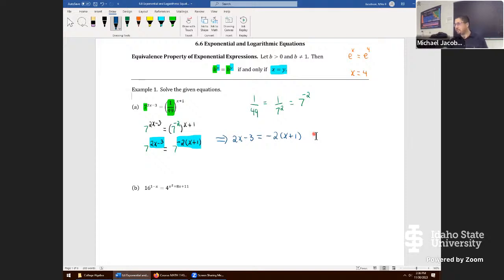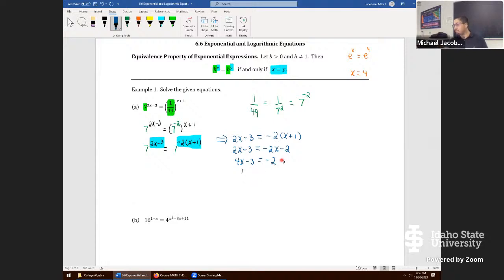Okay, let's go through the motions. We'll keep the left-hand side the same, 2x minus 3. On the right-hand side, distribute -2 to get -2x minus 2. At this stage, we want x's on both sides, so let's add 2x to both sides. That'll give us 4x minus 3 equals -2. So I've consolidated x to the left-hand side.